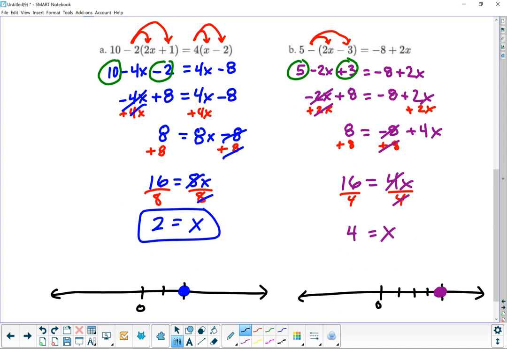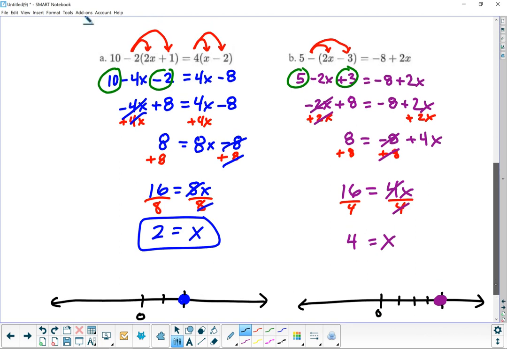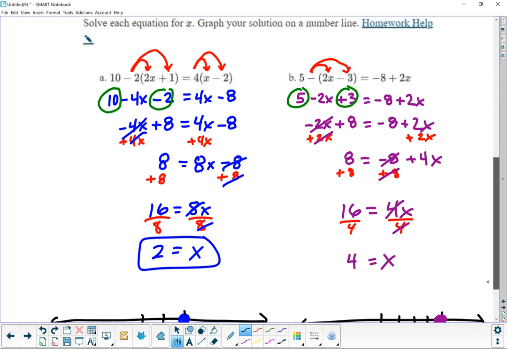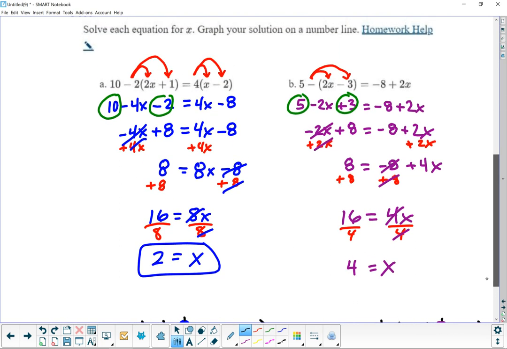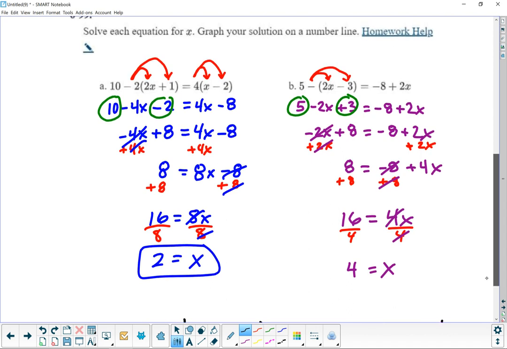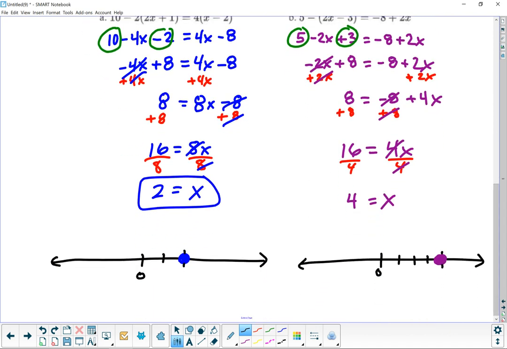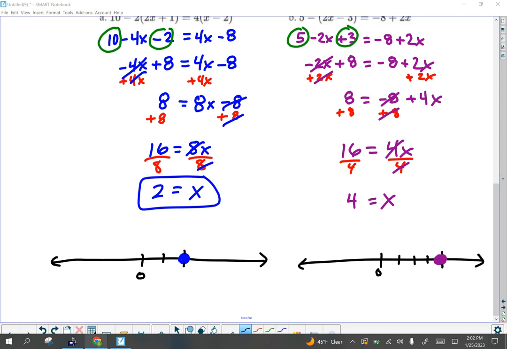Okay. Hopefully that helps. I'm not sure why the direction says graph the number on the number line. Okay. Just not even sure. Okay. Have fun, everyone.